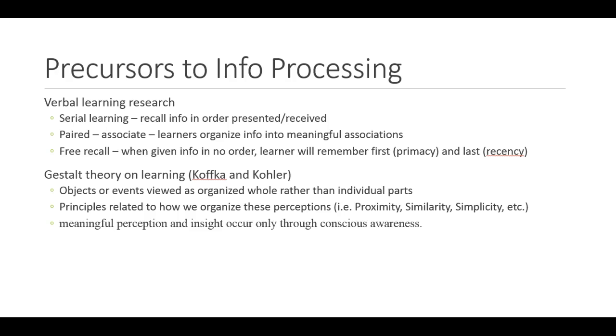Paired associate research found that learners tend to organize information into meaningful associations. So even if you don't give them the information in pairs, they tend to organize it that way. So if I say dog, cat, bird, mouse, then you might associate mouse and cats and dogs and birds, or the other way around, but probably not birds and mice. So that's the paired associate theory.